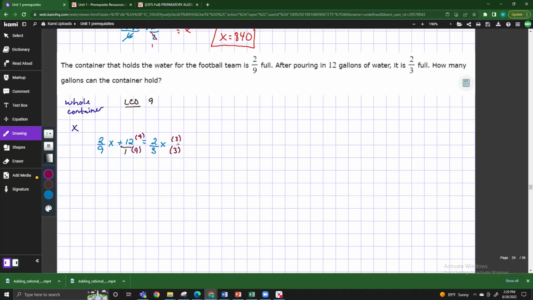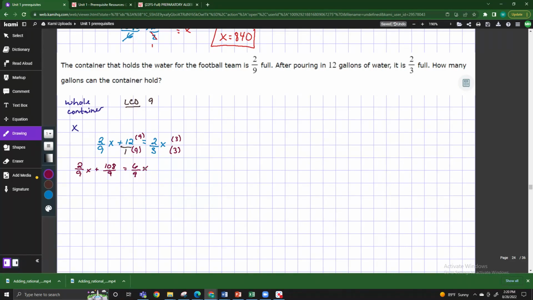So if I'm doing it using fractions that I'm used to, that is going to give me 2/9 X plus 12 times 9 is 108 over 9 equals 2 times 3 is 6, 3 times 3 is 9, so 6/9 X.